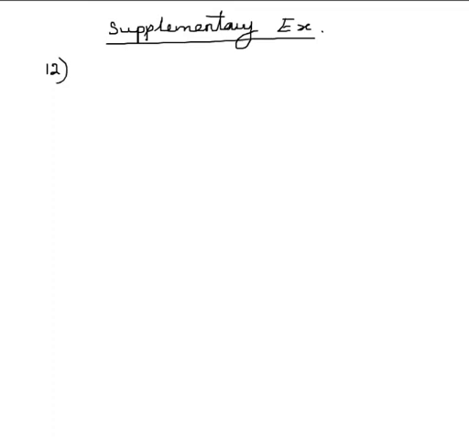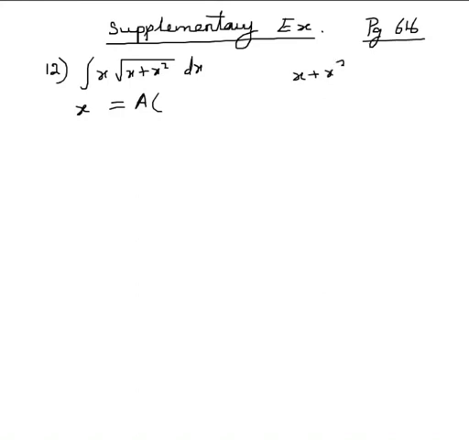Question number 12. See page number 616. Integral x into root of x plus x square dx. So px plus q, the linear term which is outside the root is x. The first step is, we write this as a times differential of this quadratic term which is under that root, 1 plus 2x, plus b. Let us find the values of a and b.